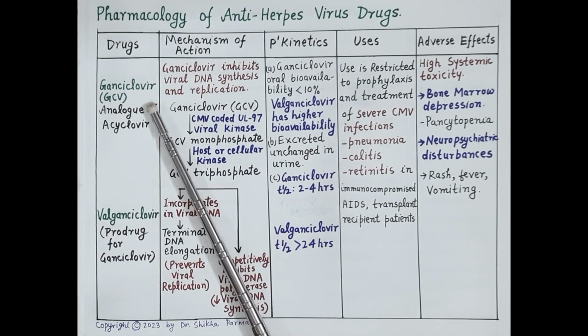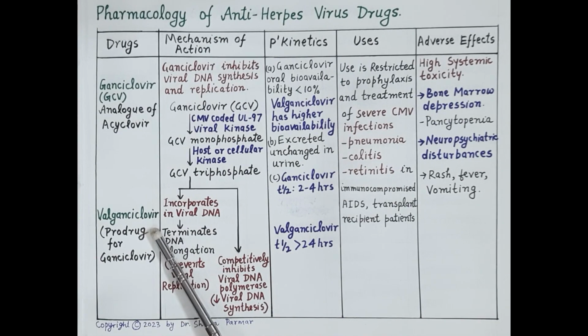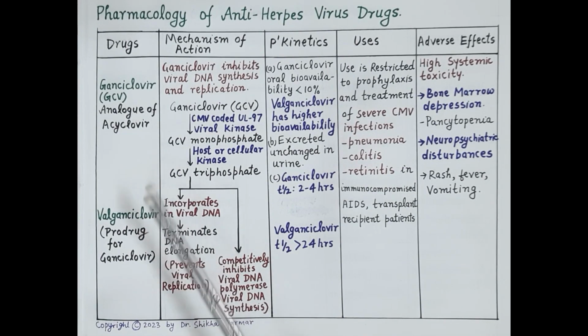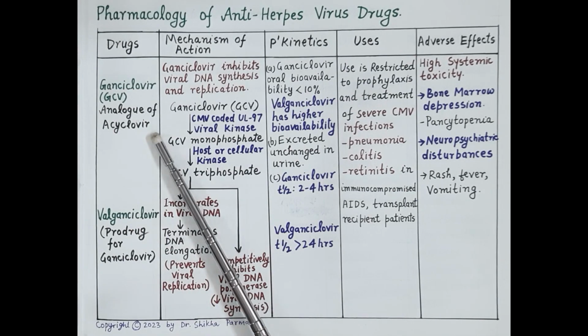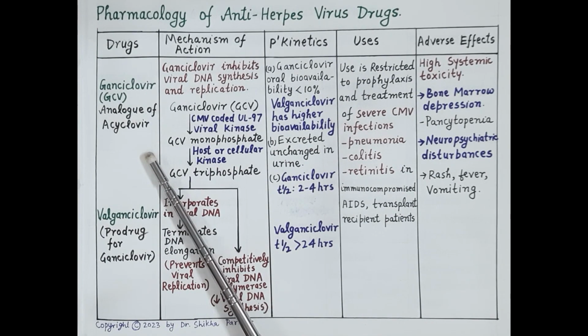Now next very important drug is Ganciclovir. Valganciclovir is a prodrug of Ganciclovir. So Valganciclovir is metabolized in the body to produce Ganciclovir. These drugs differ in their pharmacokinetic parameters. Pharmacokinetics of Valganciclovir is much improved compared to Ganciclovir. Now Ganciclovir is an analog of Acyclovir. So the mechanism of action of Ganciclovir is similar to Acyclovir. Ganciclovir is active against herpes simplex virus, varicella zoster virus as well as cytomegalovirus.